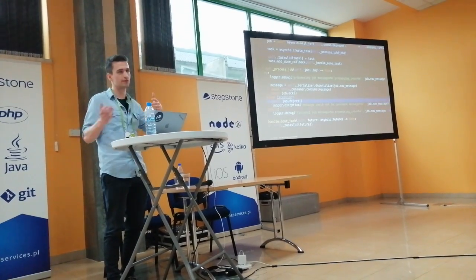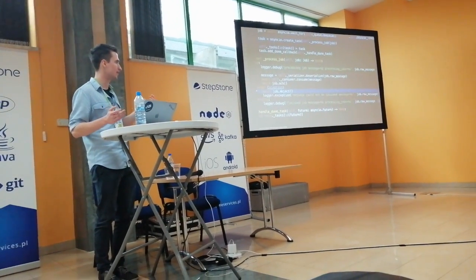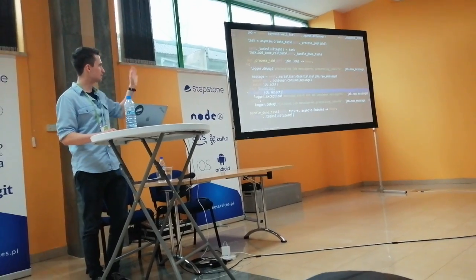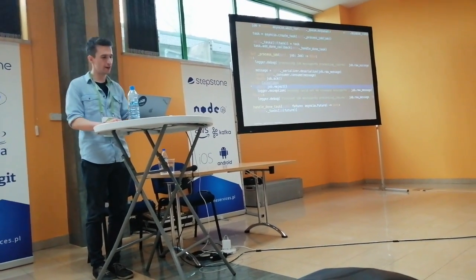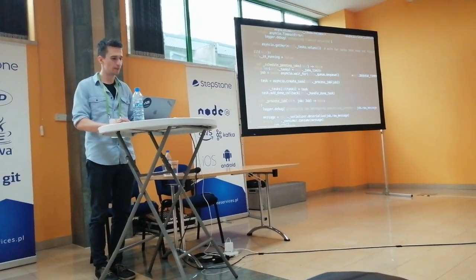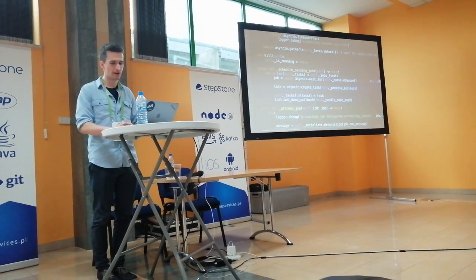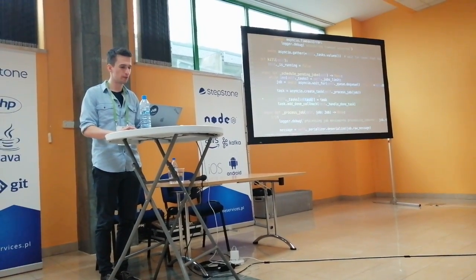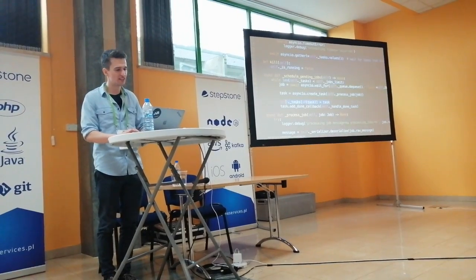If it's not done because there was some exception, we want to reject this task. This is the most simple scenario. Of course, in this code there are some things that I haven't described right now, because, for example, here we are assigning some ID to some tasks.